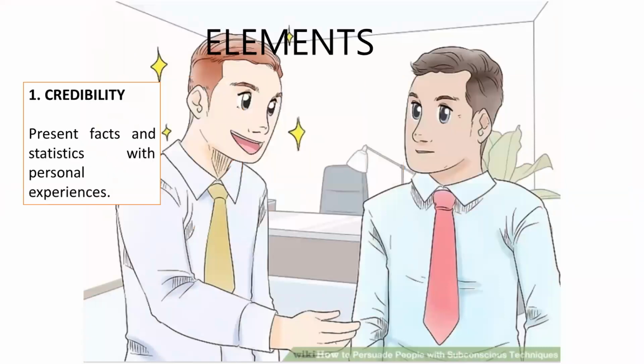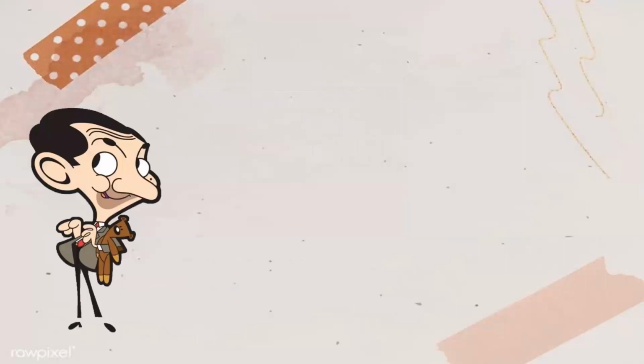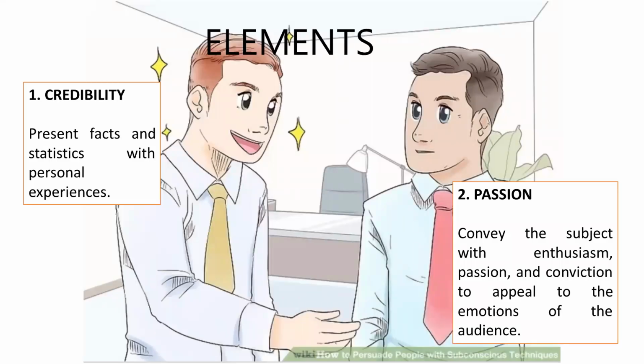So the elements of persuasive speech: credibility. Present facts and statistics with personal experience. So the one who persuades you presents factual information and their experiences with the use of the product, or anything related to the persuasive delivery of speech. Okay, so passion: convey the subject with enthusiasm, passion, and conviction to appeal to the emotion of the audience. It is really necessary that you emphasize good emotion, good conviction, and delivery so that it is believable to the audience.